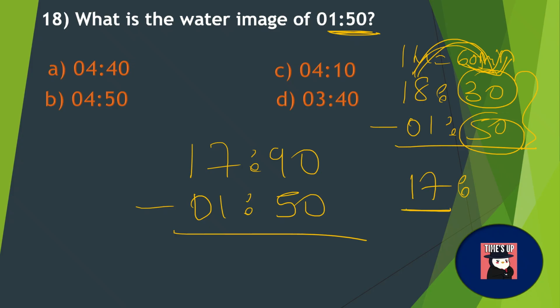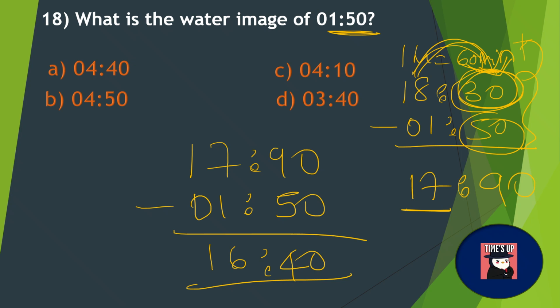Correct? But you know that 1 hour is equal to 60 minutes. Correct? Already 30 is there here. So 30 plus what you will do? 60. That will give you 90. So that's why you're subtracting 150 from 1790. So what will be the answer for this? 1640. So 1640. 16 means what? 4. 440 will be the answer. 440. A option is the correct one.